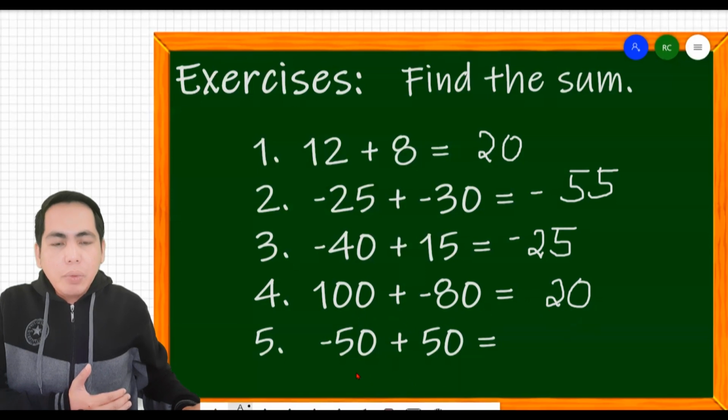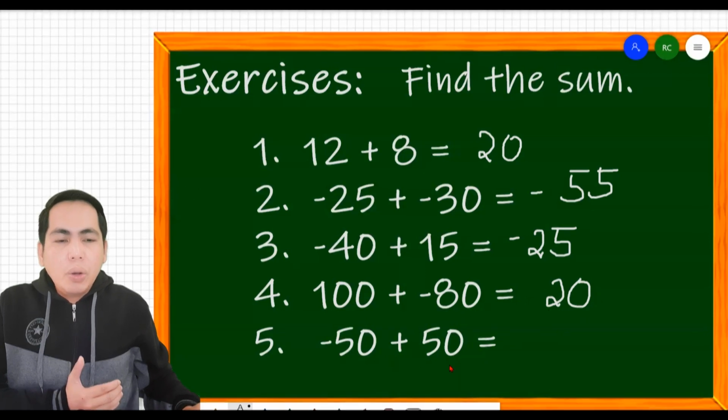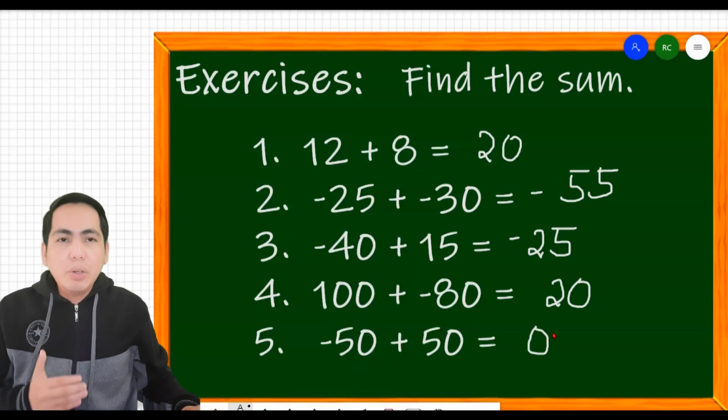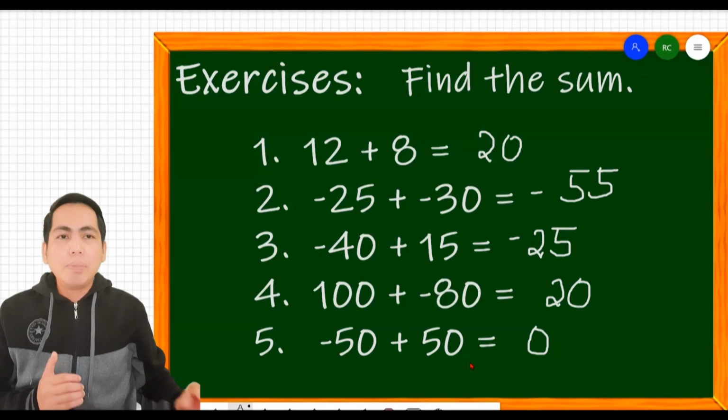And then finally, we have negative 50 plus positive 50. So the same rule, if the two integers have different signs, we are going to subtract them. So 50 minus 50 will give us 0. And 0 is neither positive nor negative. So therefore our answer is 0. So negative 50 plus positive 50 will give us 0.